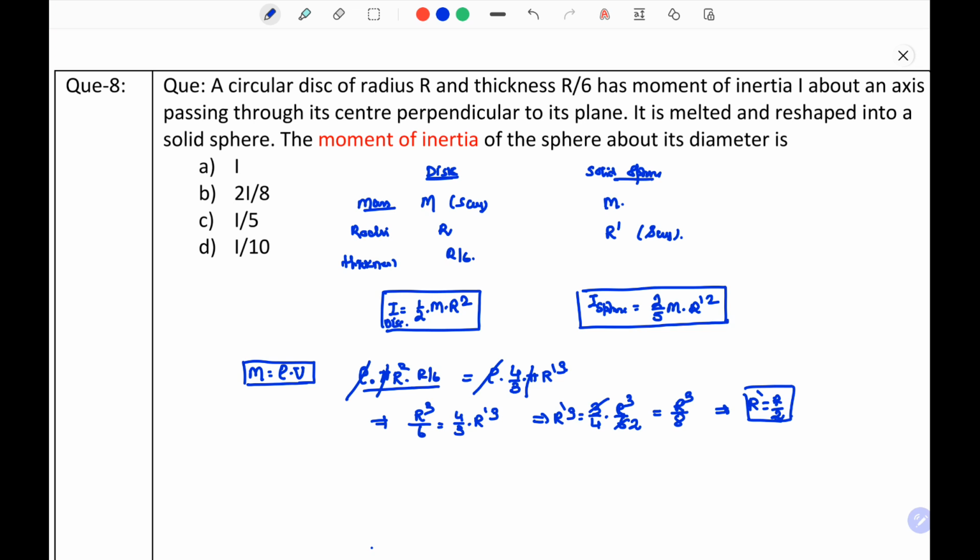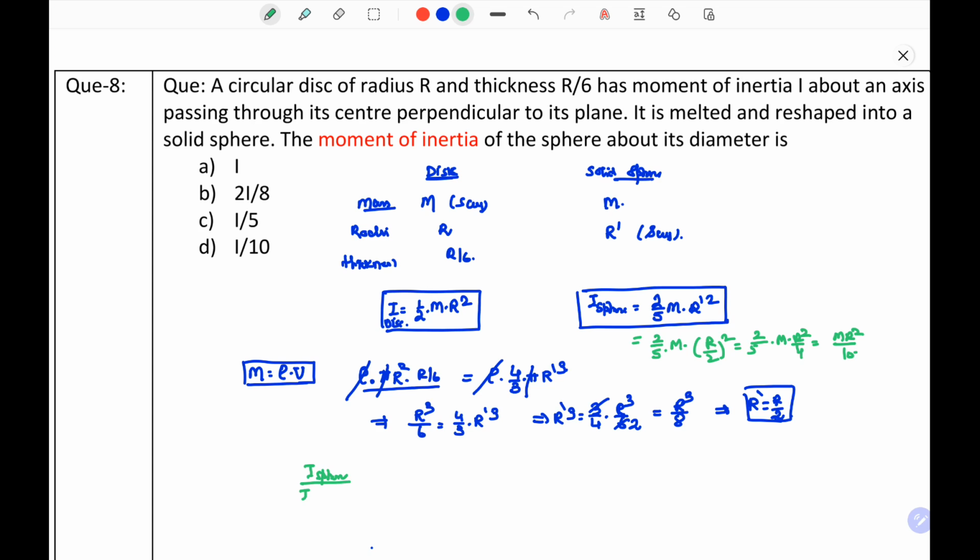Now we will use this value here. So the moment of inertia of the sphere will be equal to 2 by 5 into m into r by 2 whole square. So it will be equal to 2 by 5 into m into r square by 4, or it is equal to m r square by 10.